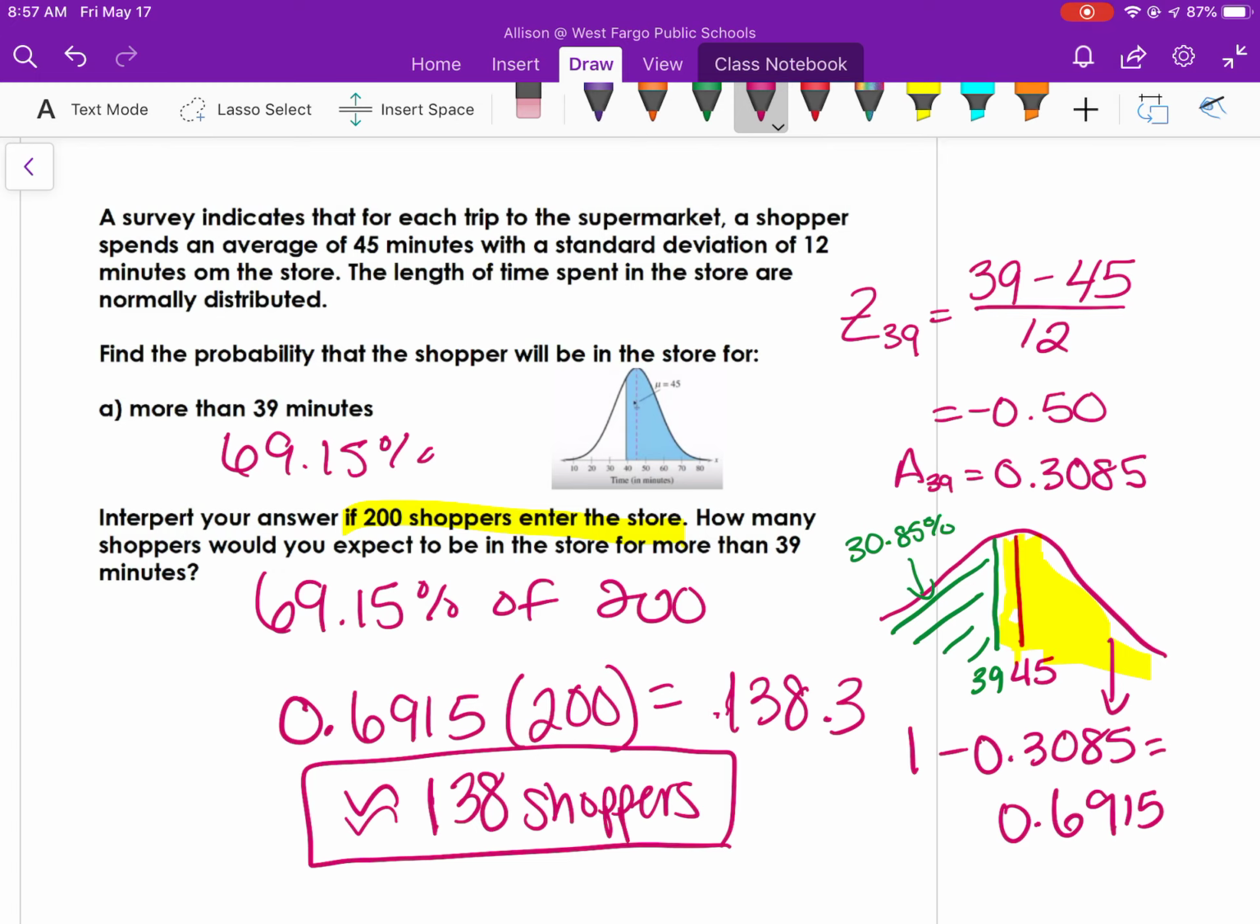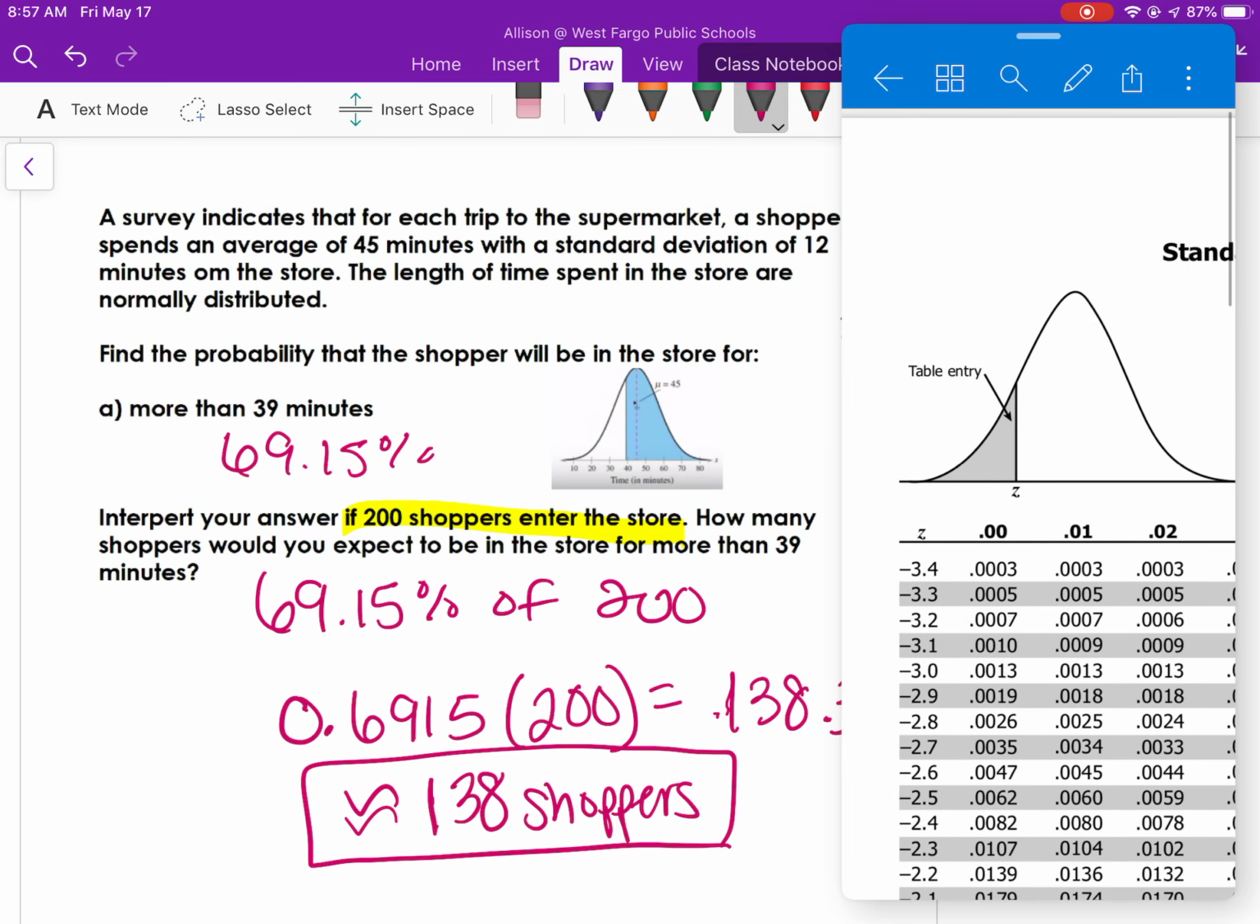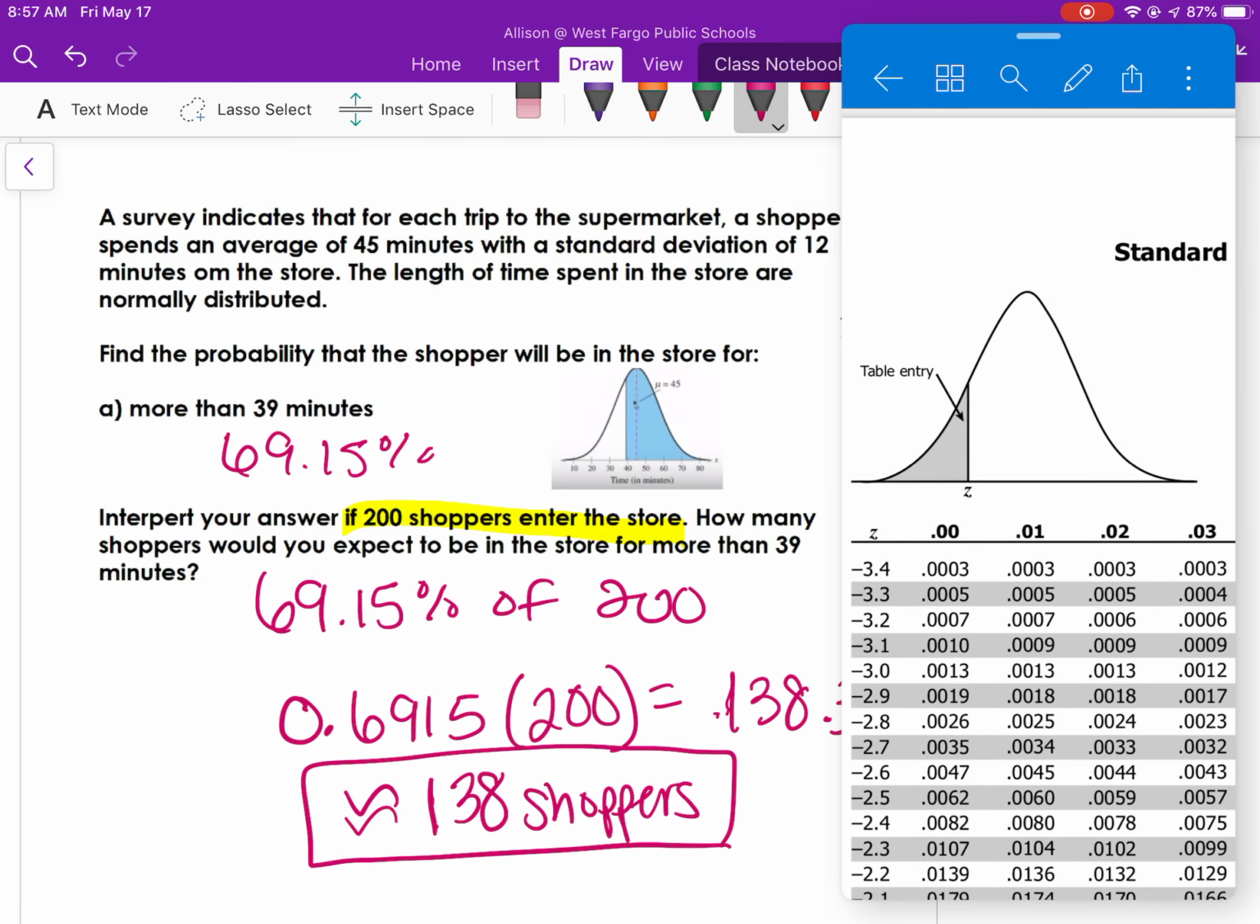Put 138 shoppers there. So for more than, you need to subtract your total from 1 because the z-score table always gives you the area to the left. So if you want the area to the right, you take it and subtract it from 1.